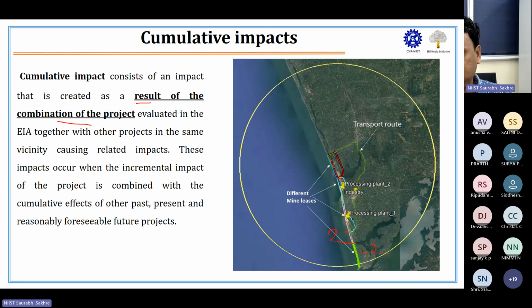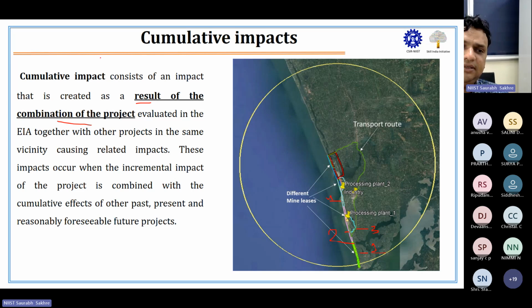This is mine list 2. This is mine list 3. Okay. This is mine list 4 and all. So if all are mining simultaneously, there will be cumulative impact. And in that cumulative impact also some will be primary, some will be secondary. In that also some will be permanent, some will be temporary, some will be repairable, some will be irreparable, some will be short term, some will be long term. So I hope you are able to connect how this impact goes.